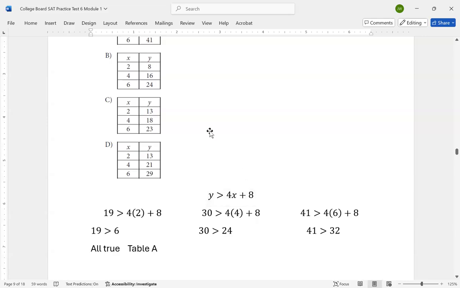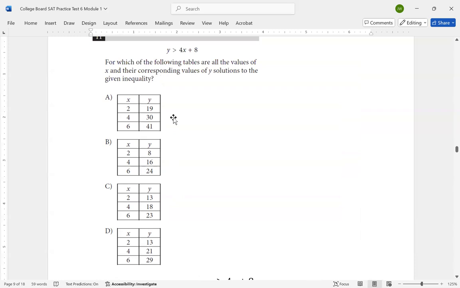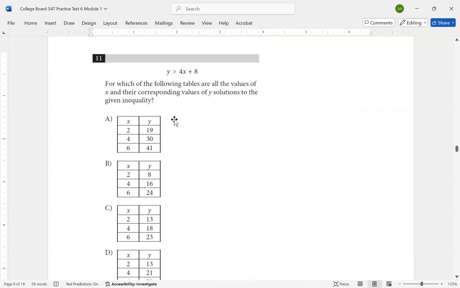Now you can do this for every single other table as well. You can do it for B, C, and D. You're going to see that at least one of these inequalities is going to be off. So I could stop right here. We know table A is the correct answer for question 11. If I were taking a test and had short time, I'd stop right there and keep going. But if I did have time, I might check that the other ones give me some false statement.